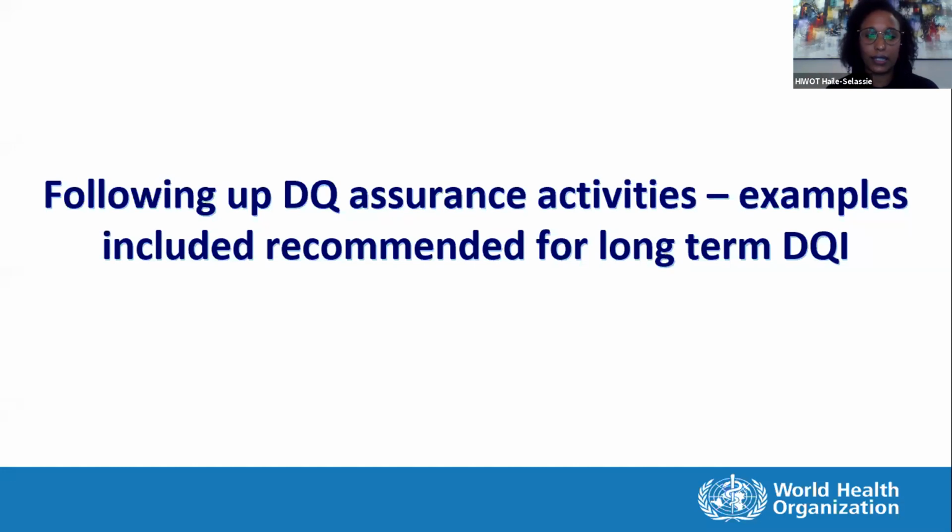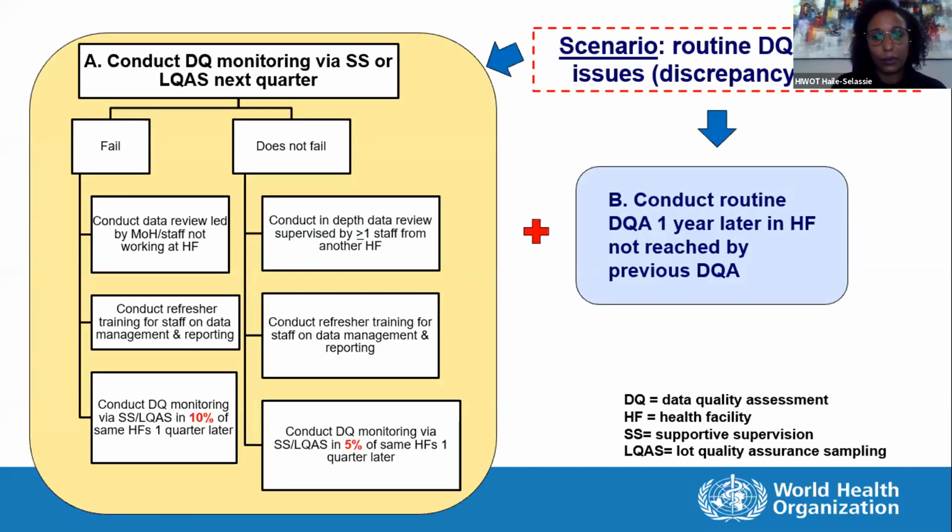And so we've included in the tool, I think, 5 examples or scenarios. I'm just going to show you one very quickly. I won't go through the details in the interest of time. But let's say you do a routine DQA, and you find a discrepancy of 5 to 10% between what you calculated in your viral load suppression indicator versus what the site facility reported to the national level. So what should that trigger?